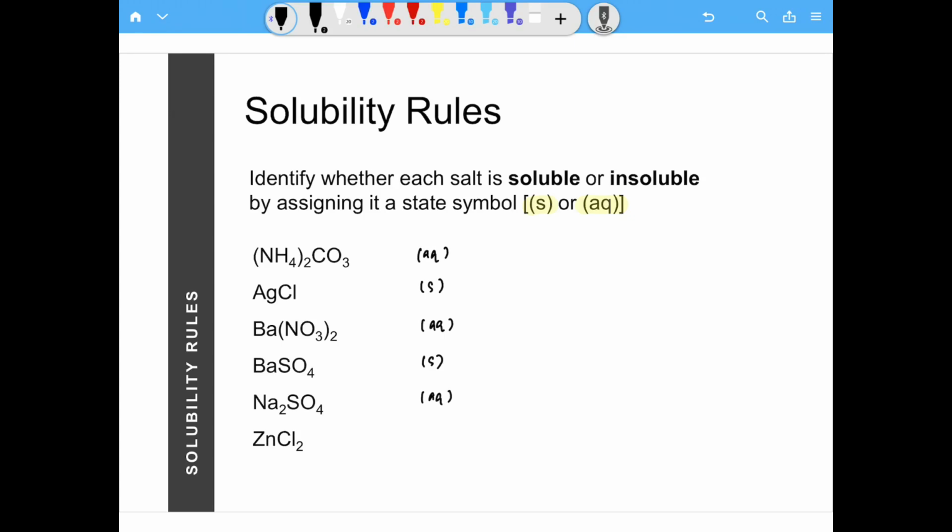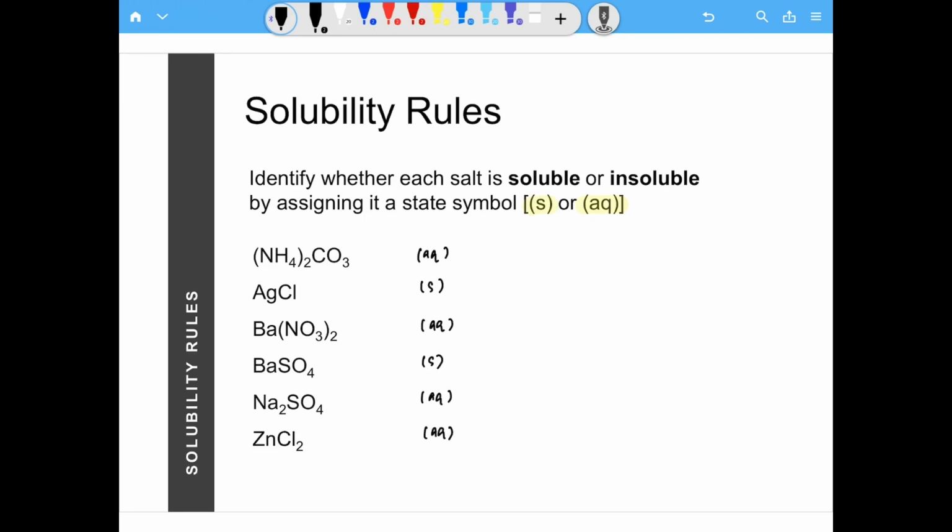And zinc chloride, we need to use the rule of chlorides. All chlorides are soluble in water except for silver and lead. Zinc is not one of them, so it is soluble in water.